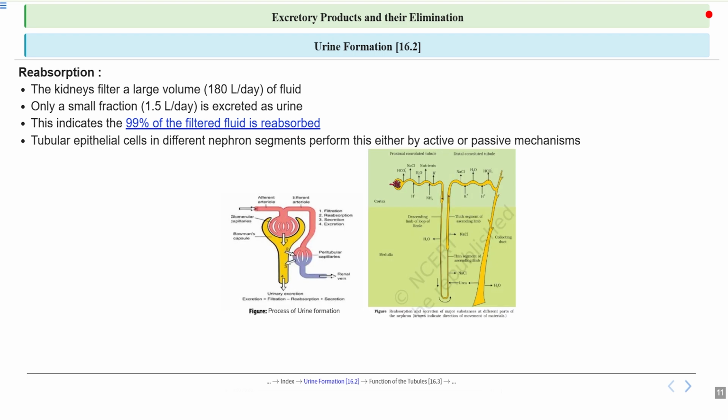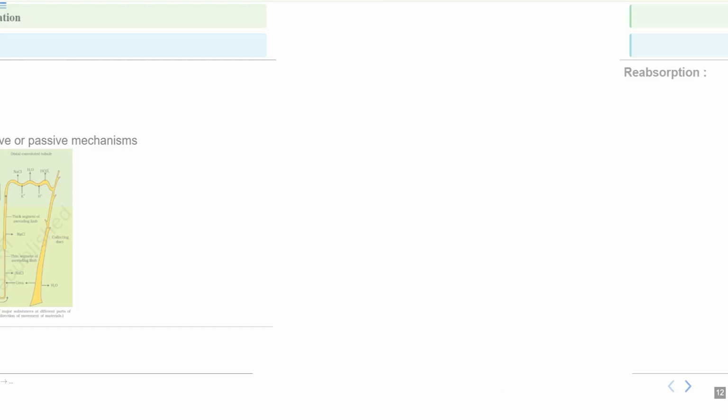So you can see the process of urine formation. You can see the steps of urine formation, that is filtration, reabsorption, secretion, and excretion. And in the second picture, you can see reabsorption and secretion of major substances at different parts of the nephron. Here, the arrows indicate the direction of movement of the materials. So the kidneys filter a huge amount of blood fluid, but thanks to reabsorption, only a small amount of it is lost as urine.